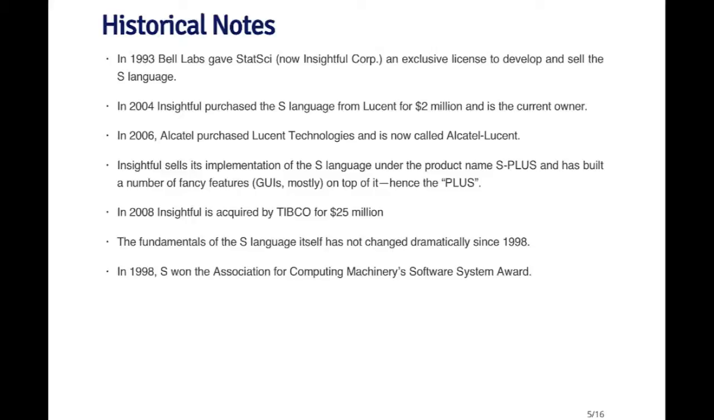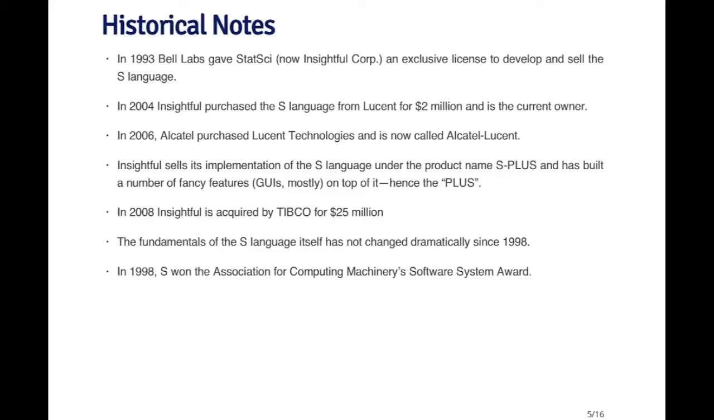In 1993, Bell Labs gave a corporation called StatSci, which became Insightful Corporation, an exclusive license to develop and sell the S language. In 2004, Insightful purchased the S language completely from Lucent, which is what Bell Labs became, Lucent Technologies, for $2 million and became the current owner. In 2006, Alcatel purchased Lucent Technologies, and it's now called Alcatel-Lucent.